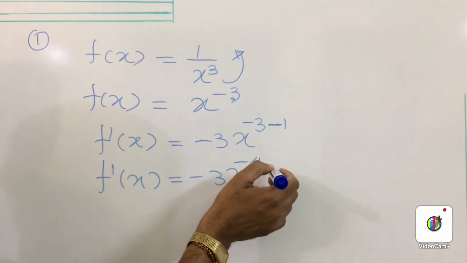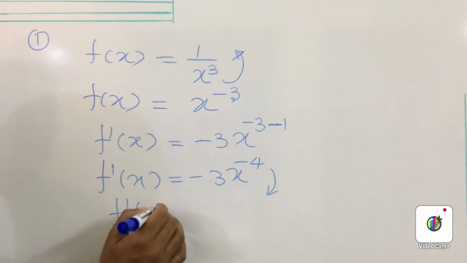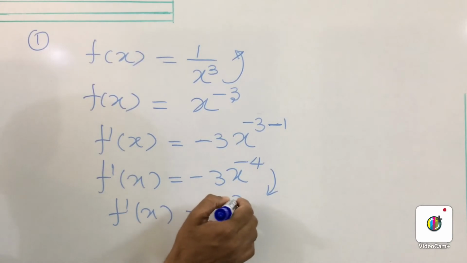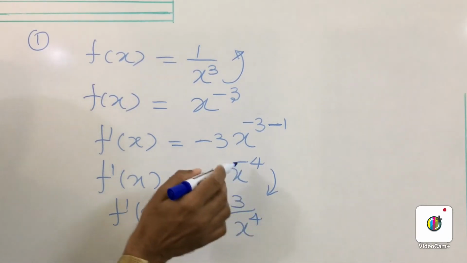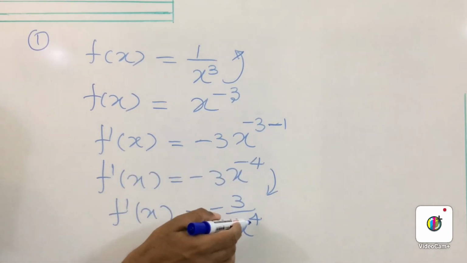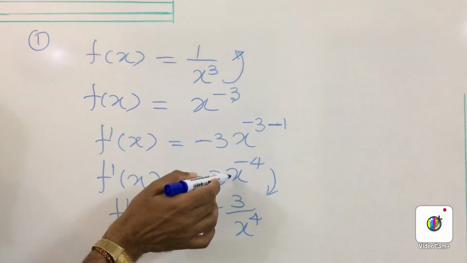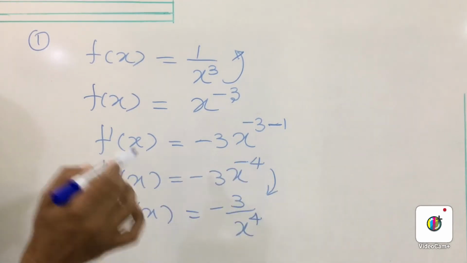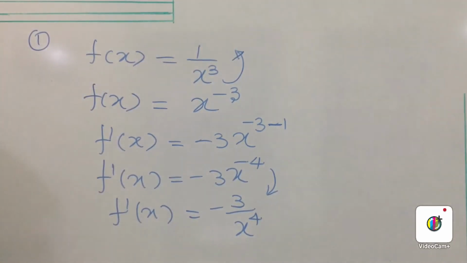Now you can write f dash x = minus 3 x to the power minus 4. Now you can bring down this negative power: f dash x = minus 3 over x to the power 4. When you bring down the negative power, it becomes positive power x to the power 4, going to the denominator. Therefore, the negative power changes to positive power.